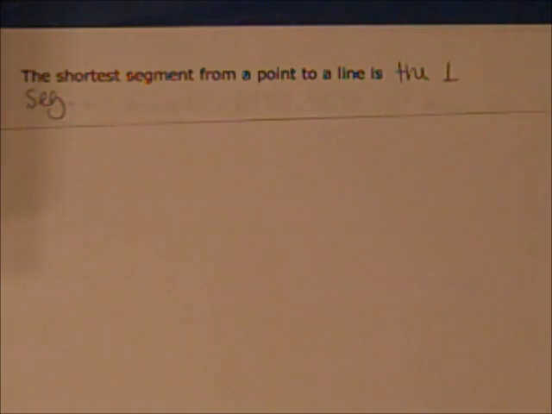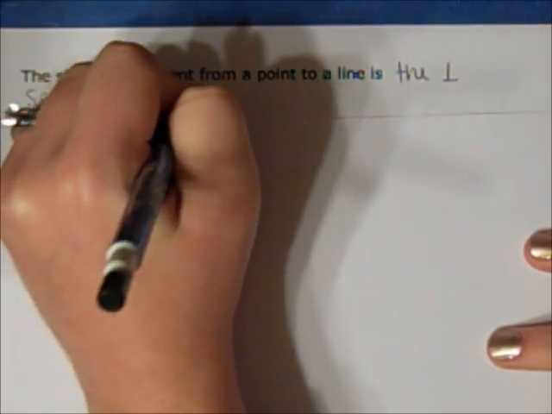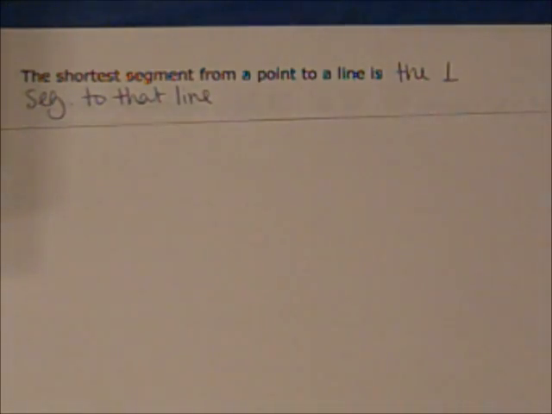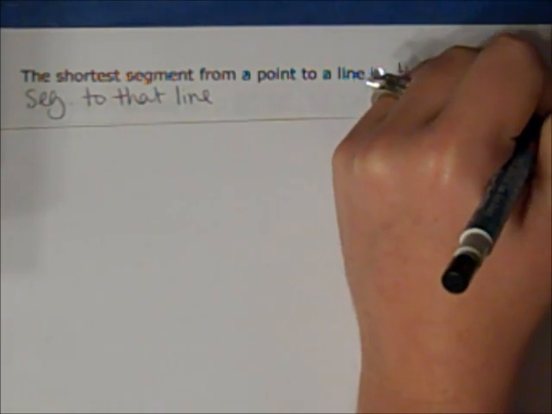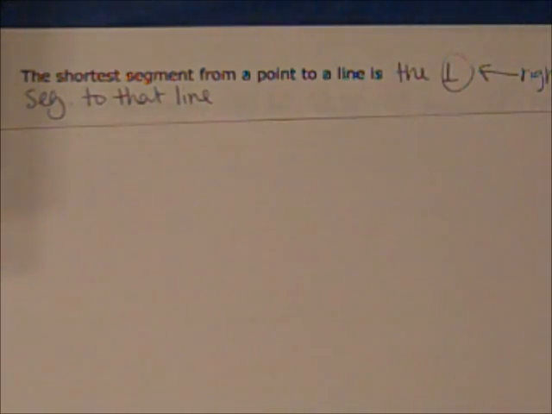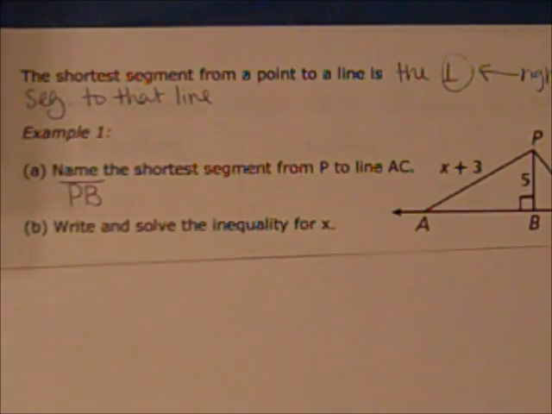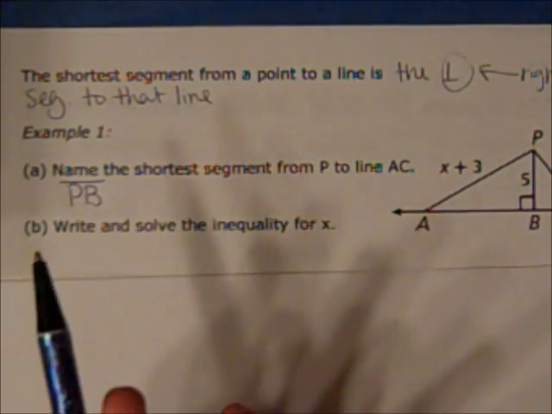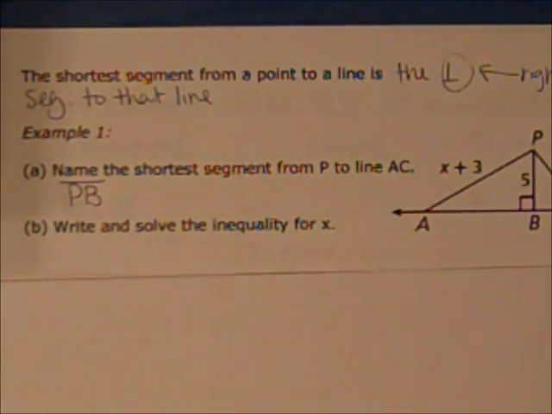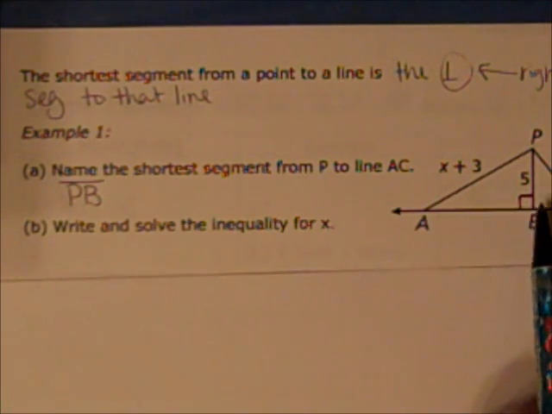The shortest distance, the shortest segment from a point to the line is the perpendicular segment to that line. So if you're going to be the shortest, you want to go straight there, and perpendicular is going to get you straight there. Remember, when we're looking for perpendicular, we know we found perpendicular when we see a right angle. It means perpendicular. Okay, so in this first picture here, the shortest segment from point P to line AC would be the perpendicular segment, and the perpendicular segment would be PB. We know we found PB, we know it's the shortest because the right angle tells me perpendicular.